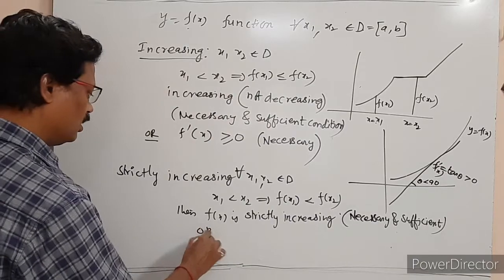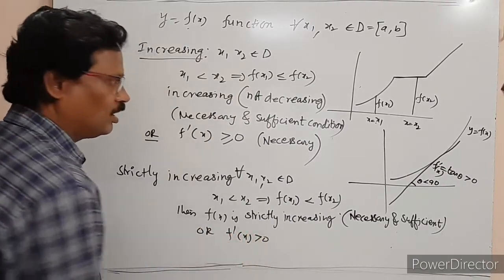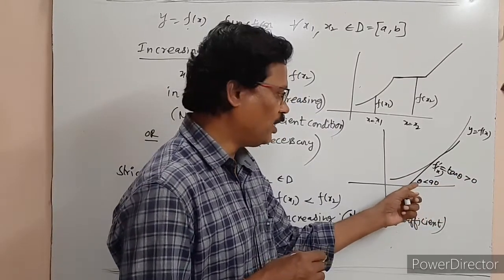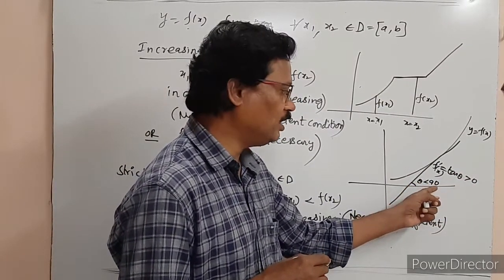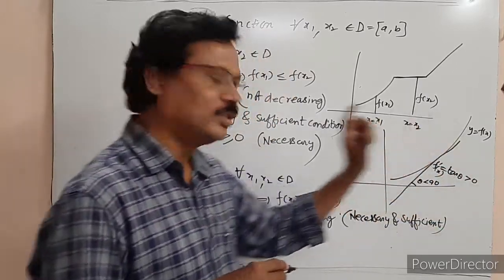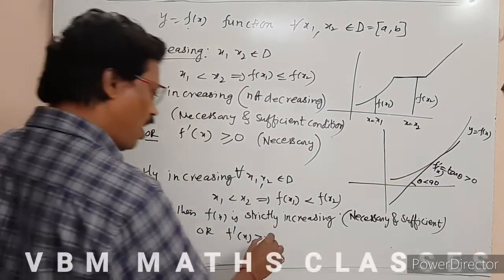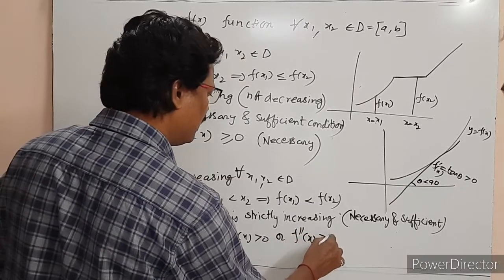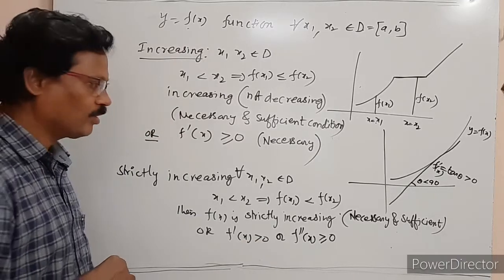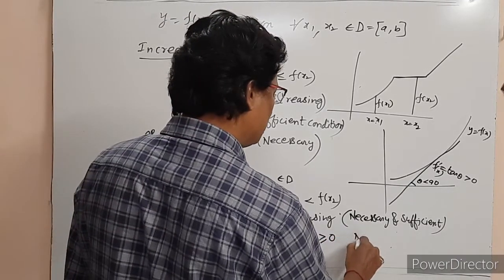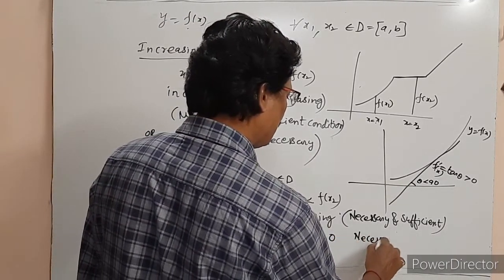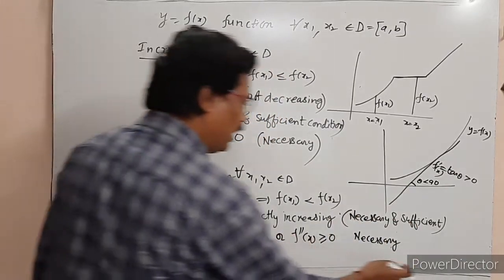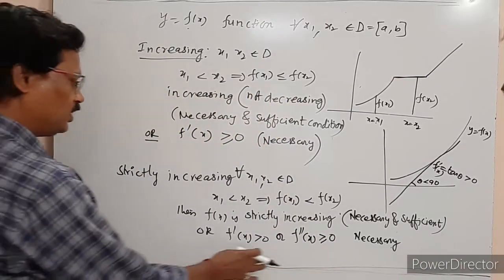Now f'(x) is greater than 0. See the tangent slope, tan theta is greater than 0. Why? Because this inclination is less than 90, therefore f'(x) is greater than 0. Or in some cases f'(x) may also be greater than or equal to 0. This is only a necessary condition. Okay. For example, why is f'(x) greater than 0 for strictly increasing?